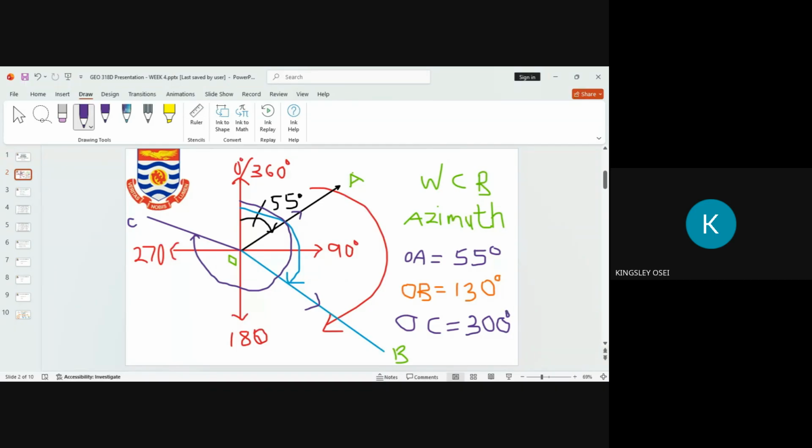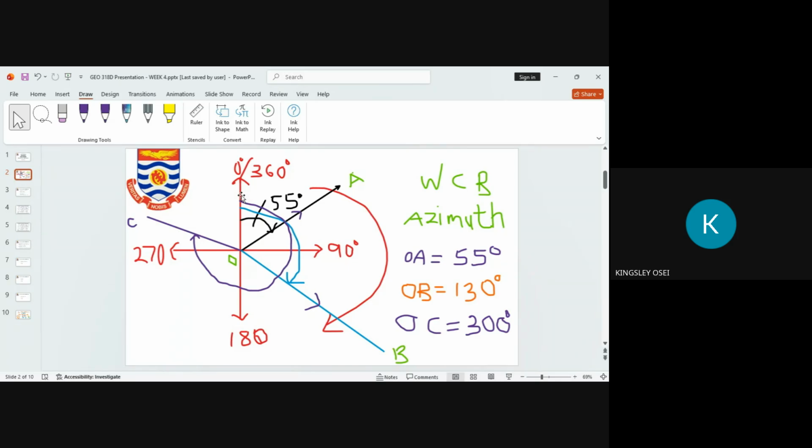Good. So what is the characteristic? You only see numbers representing the angle when you are in this system. OA is 55, OB is 130 degrees, OC is 300 degrees. But the rule does not change. If I want to sketch these three, I will always have to start from the north and turn clockwise. That is how I'm supposed to engage the diagram.